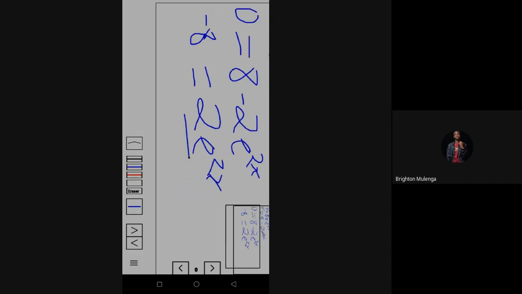I think that's what Dr. Brighton was doing, isn't it? So then this one will go this side, this becomes negative 8. Okay, negative 8 is equal to 2e to the power 2x. Okay, then we divide both sides by 2. Both sides by 2. We're going to have what?